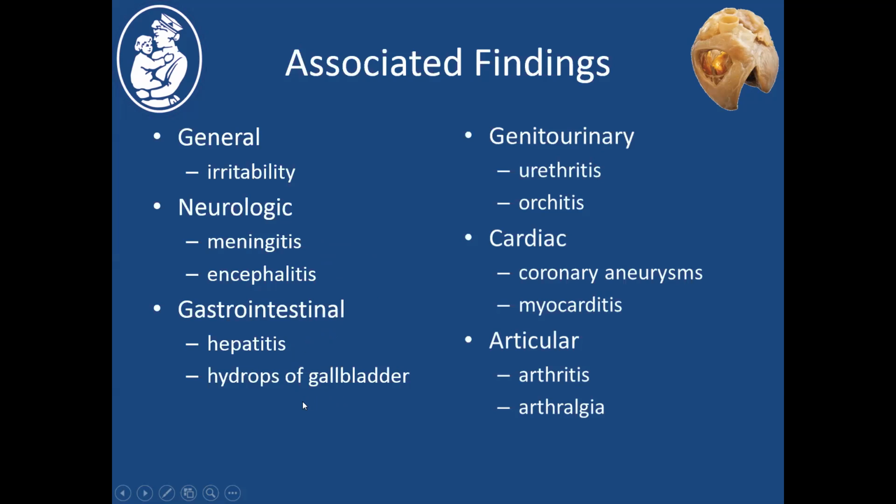You can see this on ultrasound when you're doing subxiphoid views in these patients to look for coronary aneurysms. It's useful to look at the gallbladder to see if it is dilated. We see urethritis, sterile pyuria, orchitis, tender testes in boys, coronary aneurysms, of course, and myocarditis. This is present in many patients.